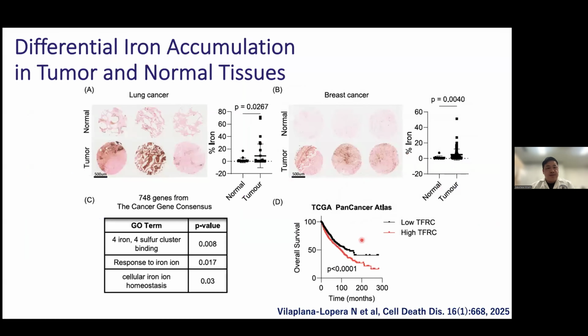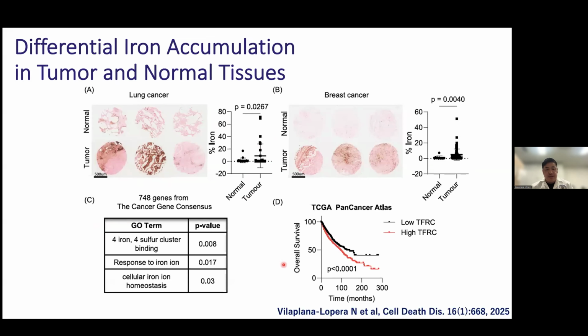So in 2025, an Oxford research group published important findings that help bridge the gap between cell and animal studies in understanding the flash effect. Cancer cells are known to accumulate higher levels of intracellular iron compared to normal cells. In this figure, histology staining images show that lung cancer and breast cancer tissues contain more iron than the corresponding normal tissues.